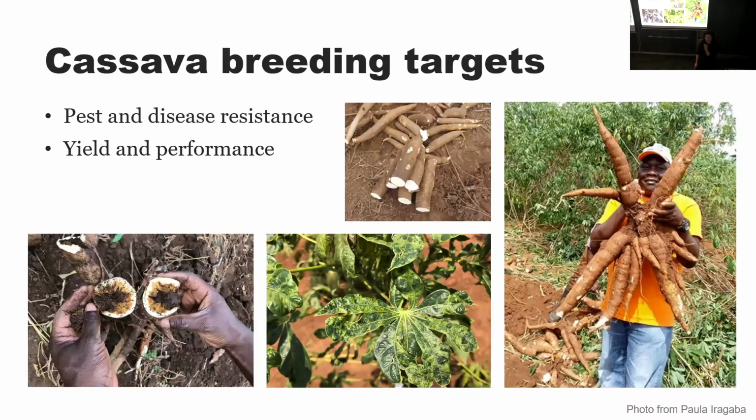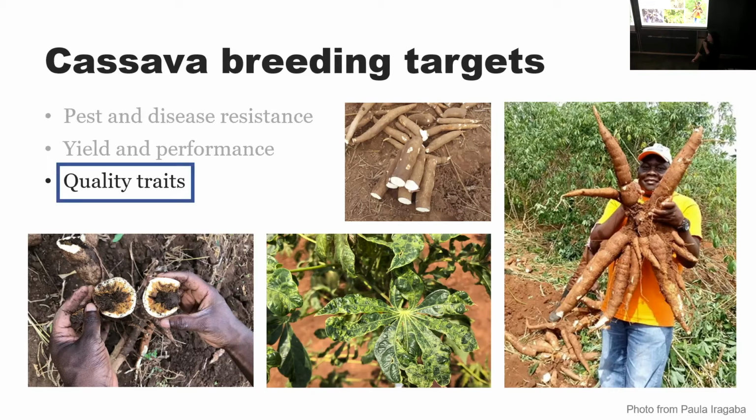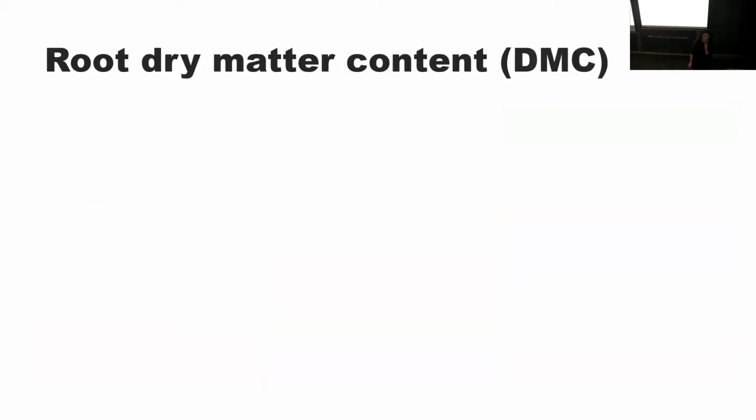Yield and field performance, so the number of roots per plant, the size of the roots is shown here, and then quality traits. And these are all part of the selection indices that are used by the breeding programs. Today, I'm going to focus mostly on this quality trait part, and the actual measurement that's put into the selection index is the root dry matter content.